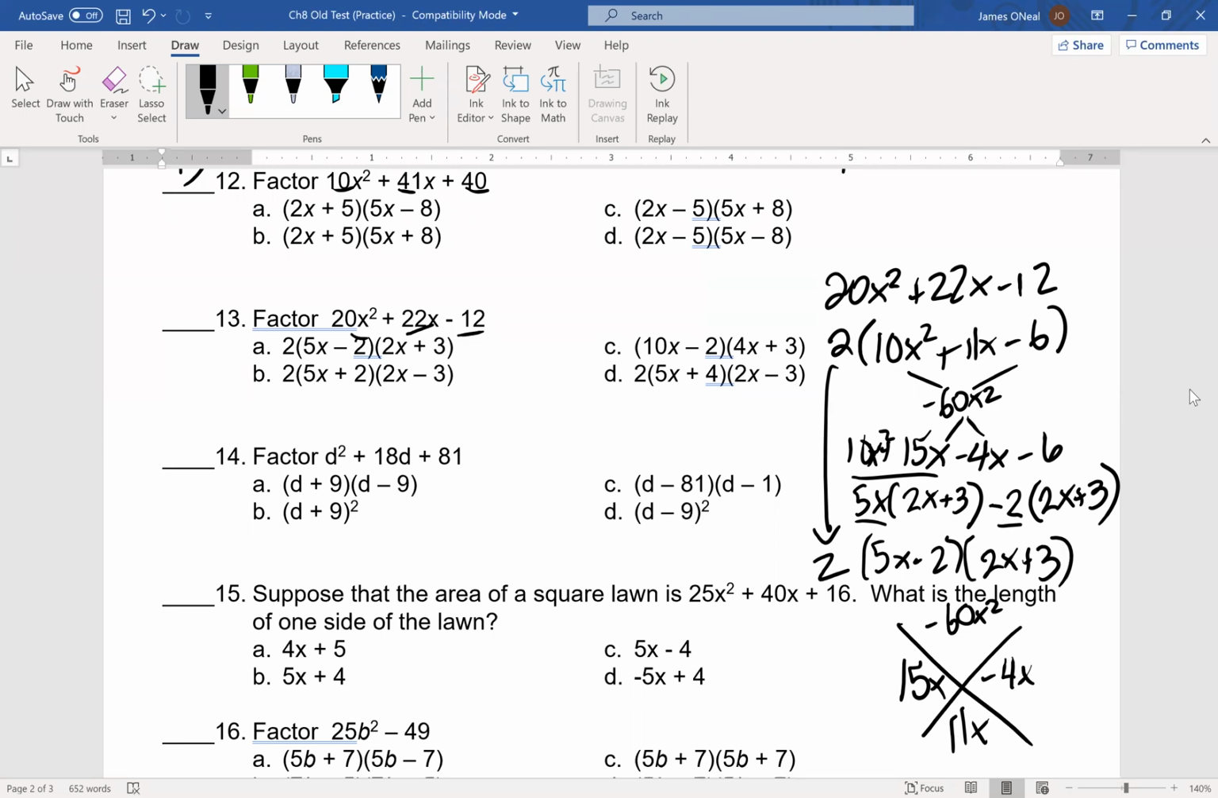So what's our answer, people? A, B, C, or D? A, B, C, or D? A it is. 13 is A. All right, number 14.